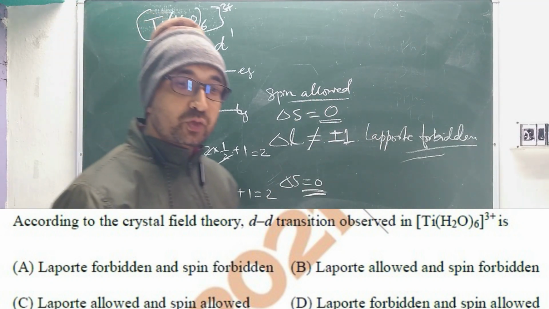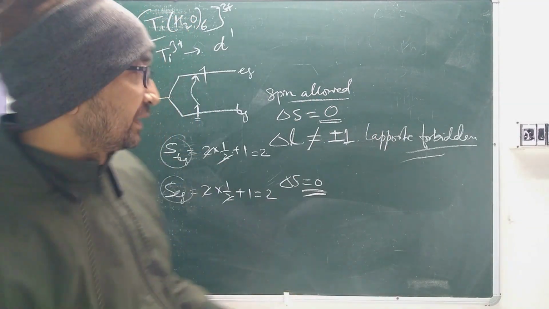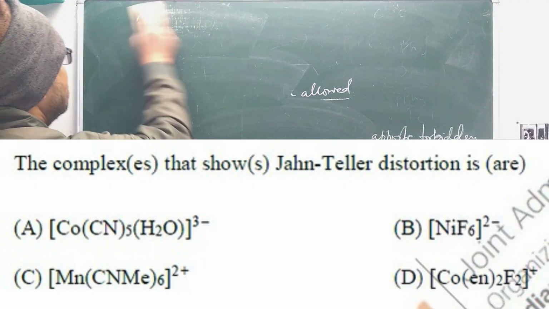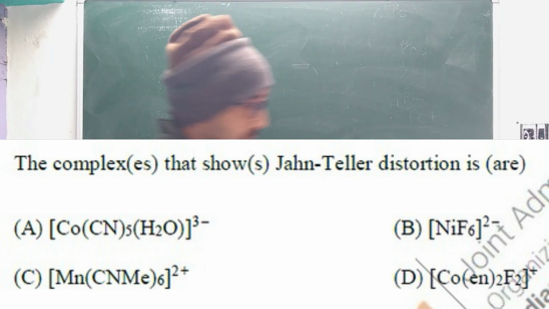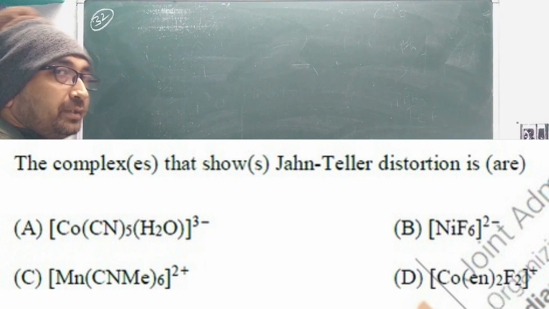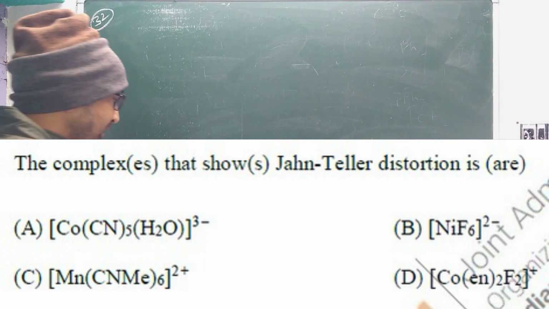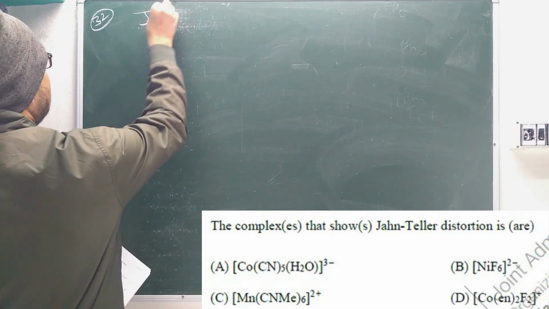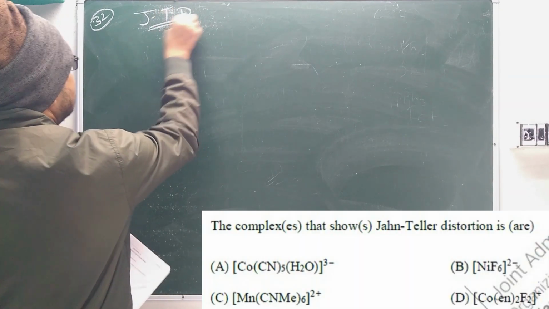So we'll see the next question. Question number 32, from the same year 2021. What it says, you will see on the screen. The complexes that allow Jahn-Teller distortion. Okay, Jahn-Teller distortion. Already we have discussed it, right, JTD.